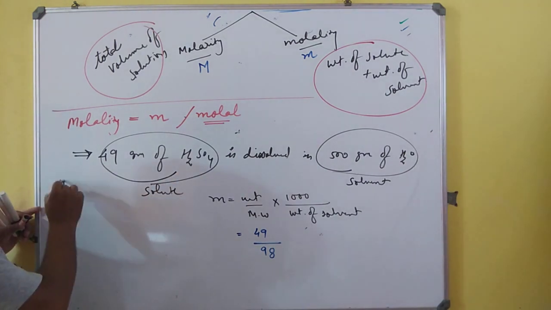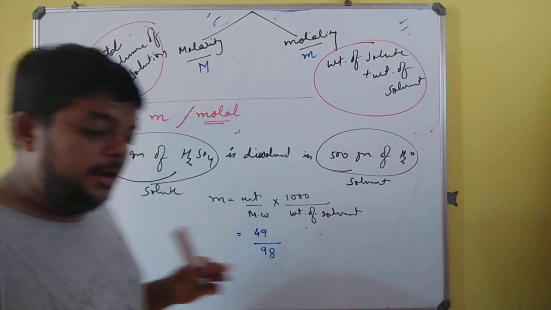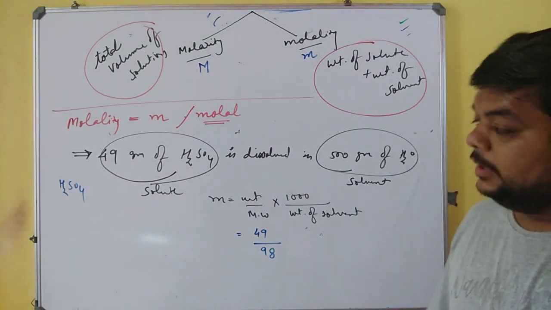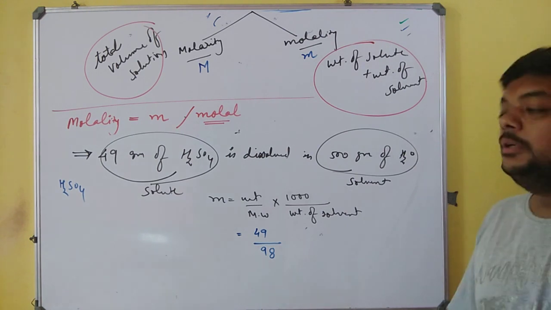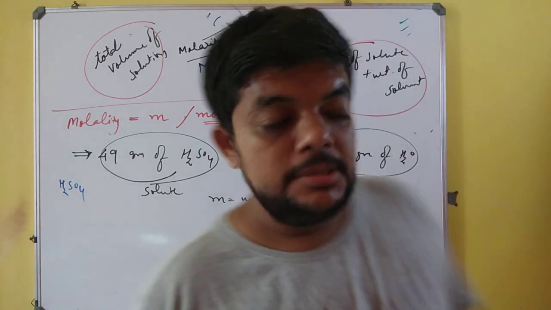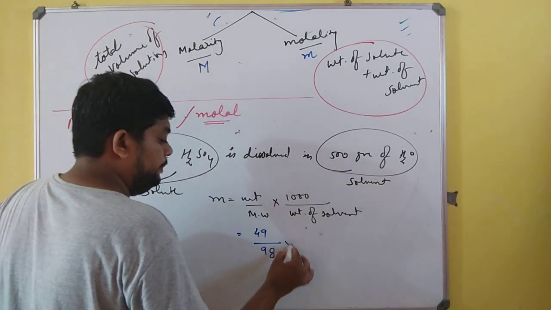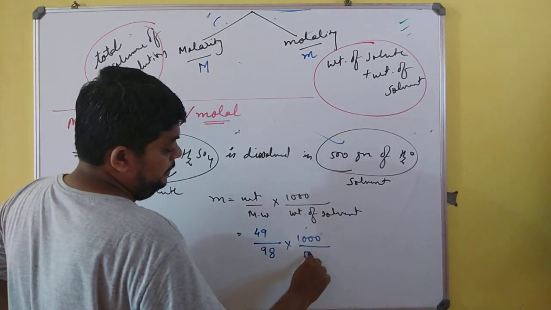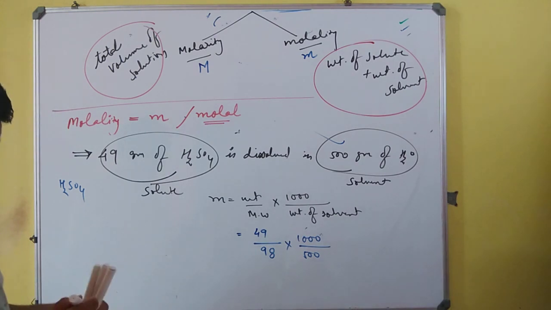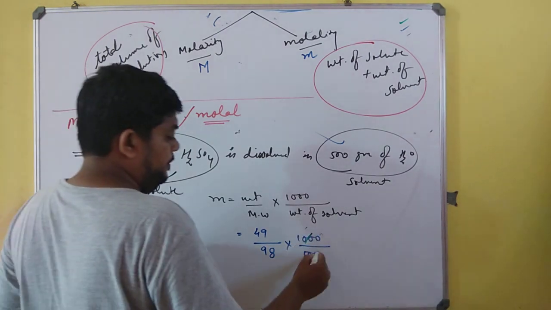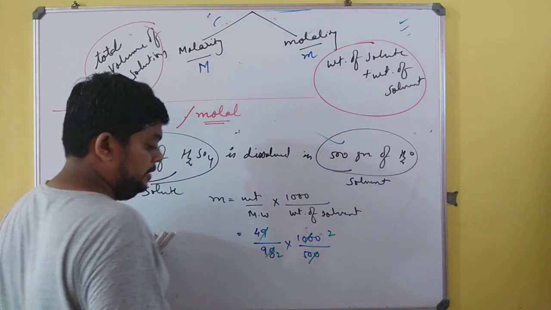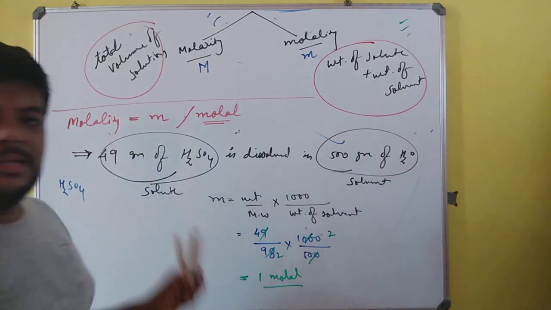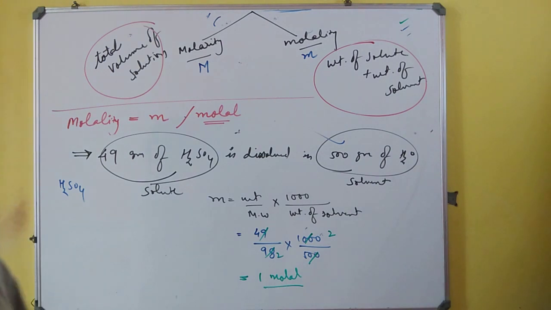You can calculate the molecular weight for H2SO4, and it ends up with 98, because 2 hydrogen is 2 gram, 1 sulfur is 32 gram, and 4 oxygen is 64 gram. And this again would be multiplied in the formula with 1000 and divided by the weight of solvent, that is 500. When I solve this, my answer will be 1 mole. So friends, a very basic concept of molality.